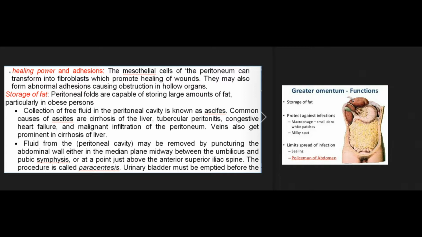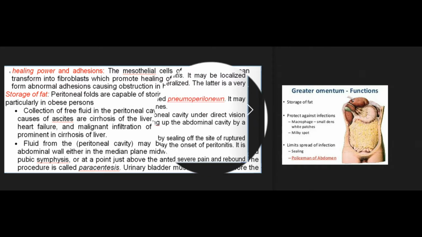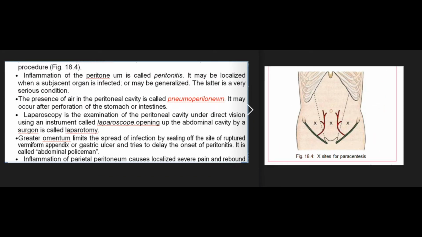Common causes of ascites are cirrhosis of the liver, tubercular peritonitis, congestive heart failure, and malignant infiltration of the peritoneum. Veins also get prominent in cirrhosis of liver. Fluid from the peritoneal cavity may be removed by puncturing the abdominal wall either in the median plane midway between the umbilicus and pubic symphysis, or at a point just above the anterior superior iliac spine. The procedure is called paracentesis. Urinary bladder must be emptied before the procedure, Fig 18.4.